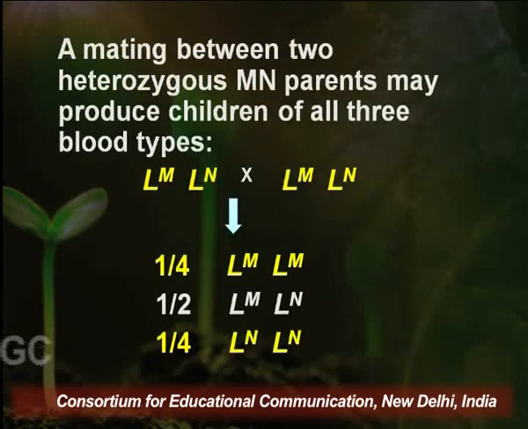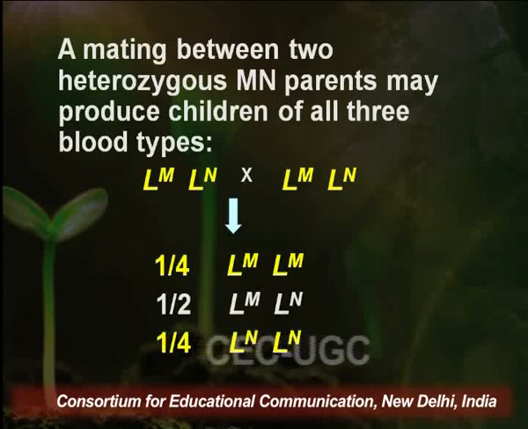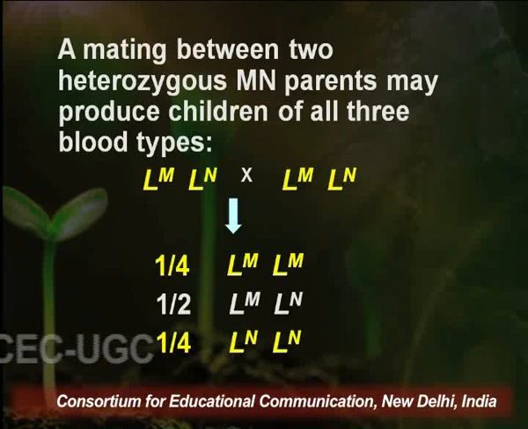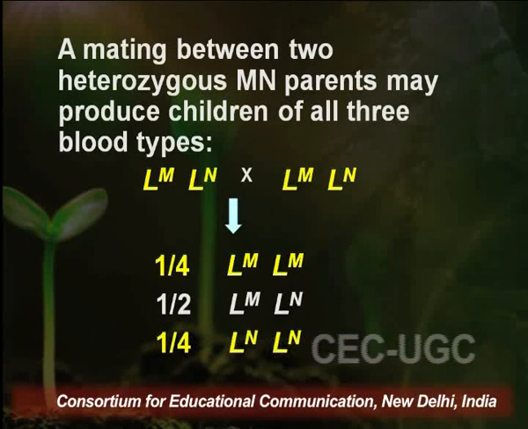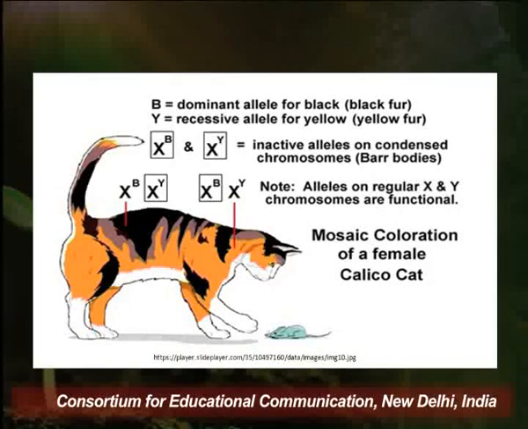Now, mating between two parents which are having MN group, that is both of them are heterozygous, would again end in 1:2:1 of pure M, pure N, and the maximum would be the MN. We have another example of a cat who has a mosaic type of coloration, in a calico cat.